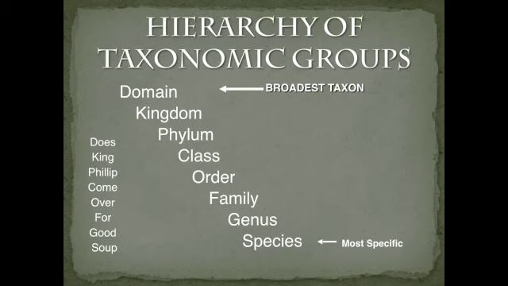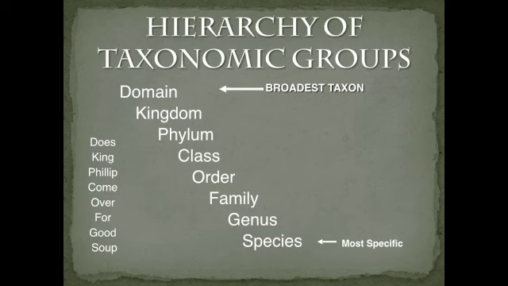But here's one mnemonic device, and that's taking the first letter of the word and creating a new word out of it. And then you create a sentence that makes sense. Does King Philip come over for good soup? So I took the first letter of domain and I created a new word, okay, K, okay, and so on. So you can create your own mnemonic device.